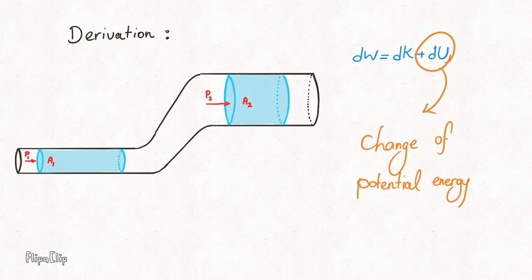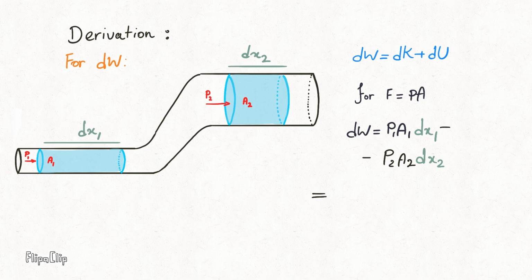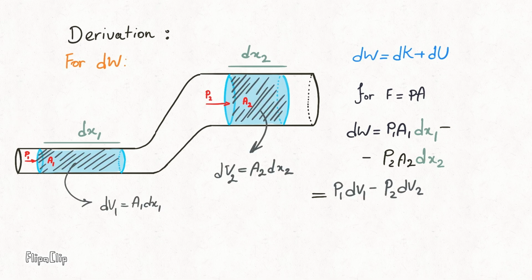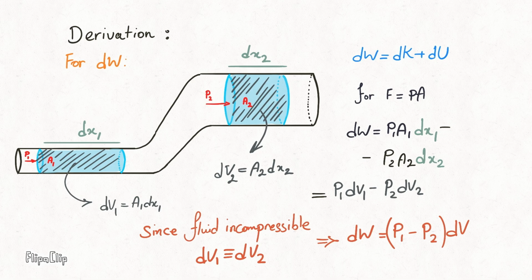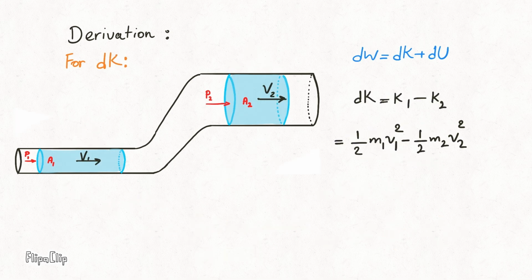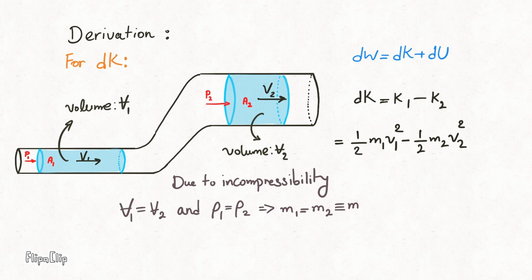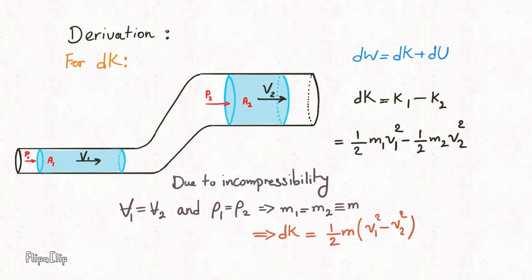First, the work done on the fluid element by the pressure at points 1 and 2 is equal to the pressure times the effective area. The volume change must remain constant under the condition of incompressibility. And considering this, we can determine the change in work done by the pressure. Next, the change in kinetic energy can be understood by the change of velocity. Feel free to pause and check the calculation if you want.